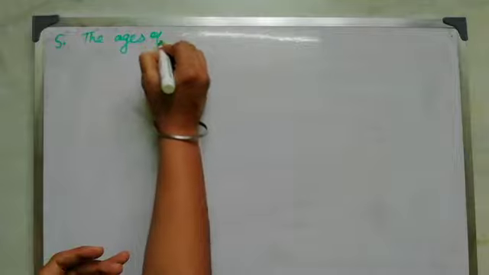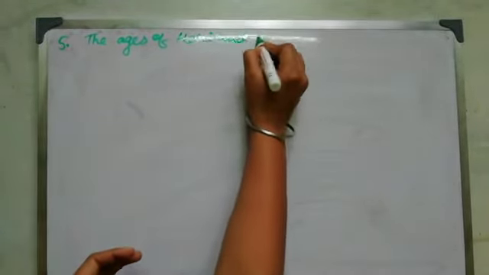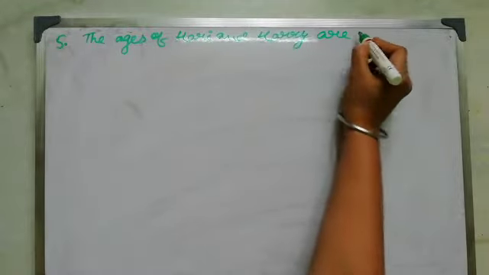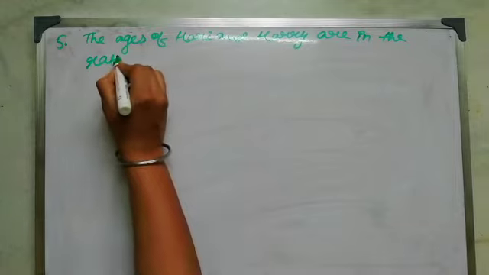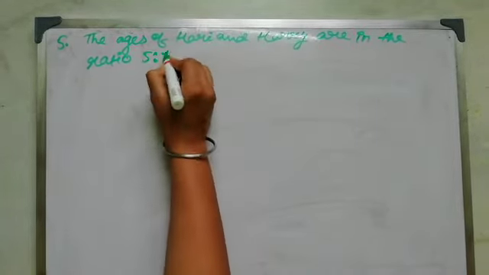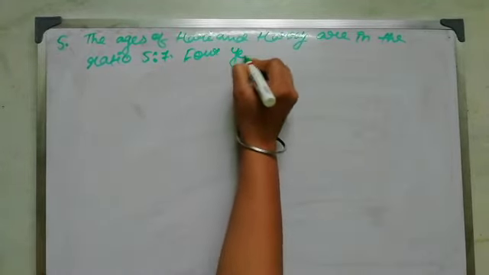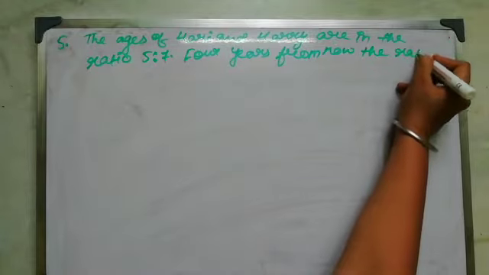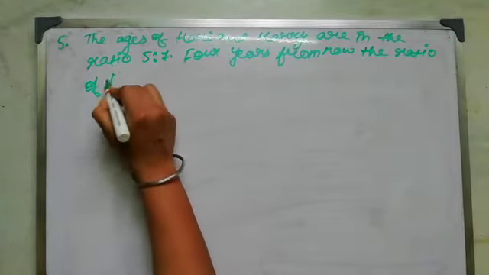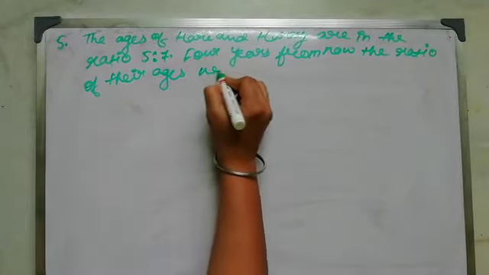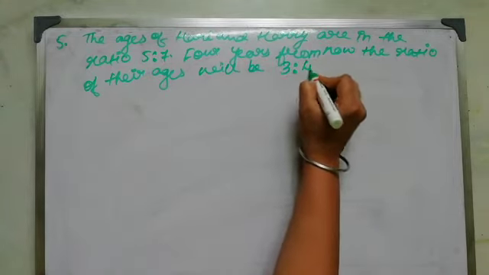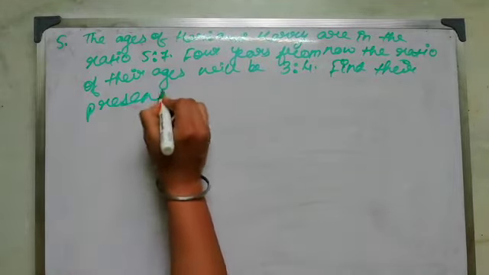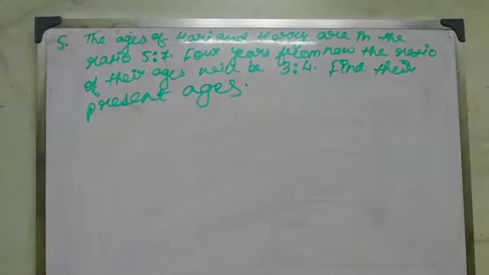The ages of Hari and Harry (if any of my students' name is Hari and Harry, then please do not take it personally) are in the ratio 5:7. 4 years from now, the ratio of their ages will be 3:4. Find their present ages.